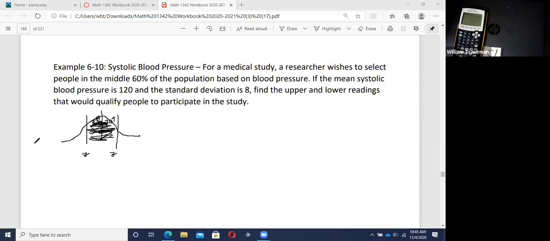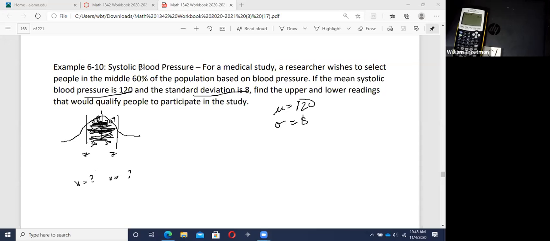We want to find both of these z-scores, the middle 60%: 30% on this side of the mean, 30% on this side. That's 60%, 30% on both sides of the average. If the mean systolic blood pressure is 120 and the standard deviation is 8, so they give this to us, we have to find the x values in each of these. Before we can find the x values, we have to find the z values.